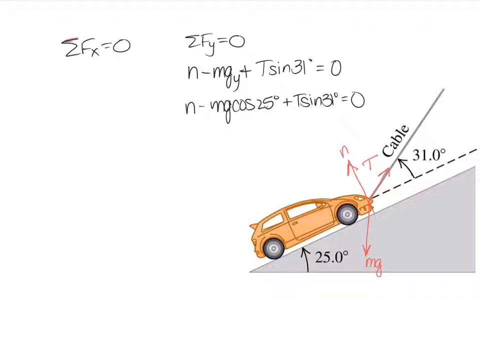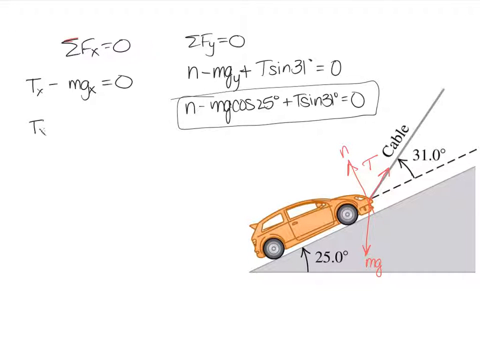Okay, and so remember that what we're trying to find is the tension in the cable. This equation right here really can't help us find the tension in the cable unless we know what the normal force is. So let's take a look at the forces in the x direction. In the x direction, I have the x component of the tension and then the x component of the weight. The x component of the tension is T times the cosine of 31 degrees, and the x component of the weight is mg times the sine of 25 degrees, and that's equal to 0.